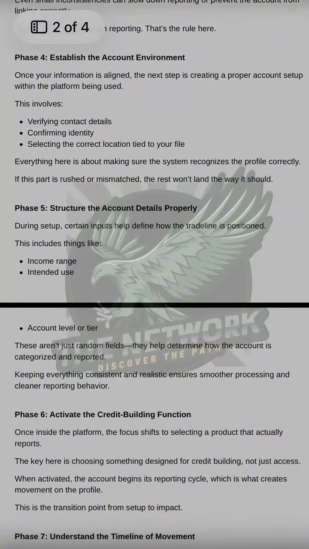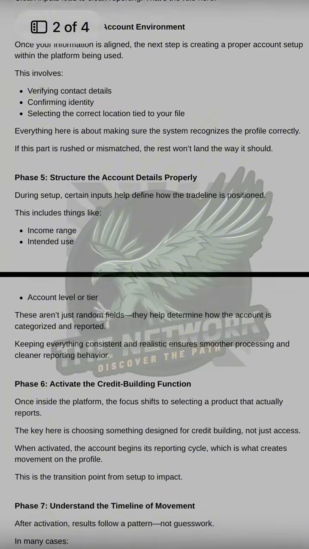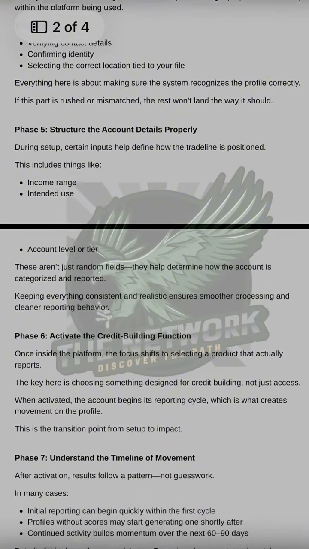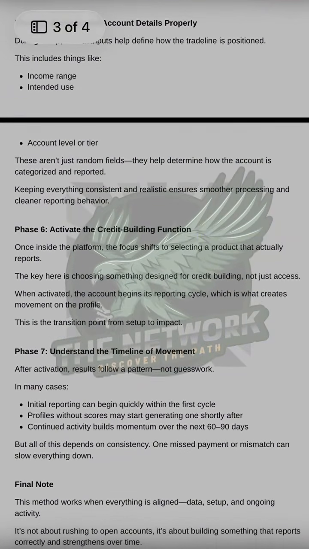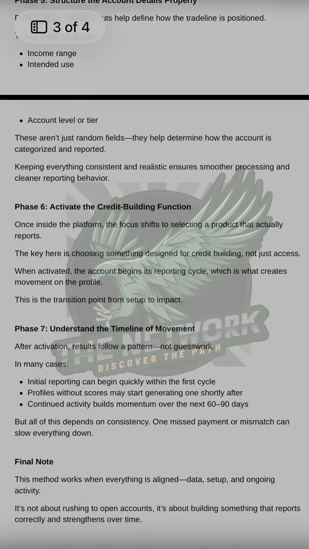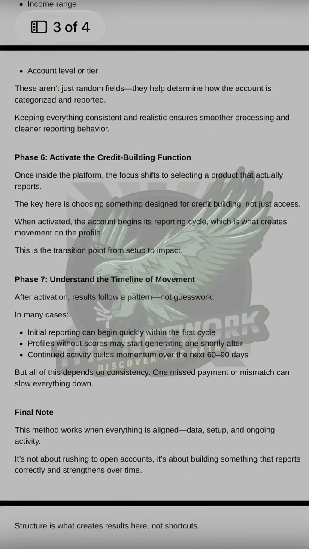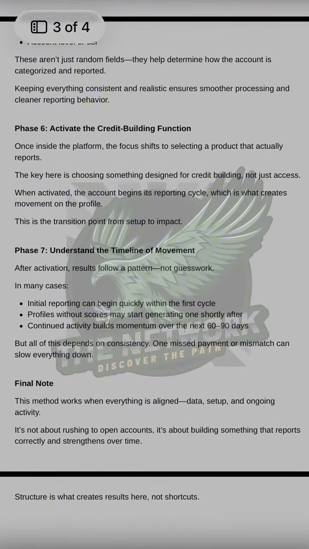Now, this next part is where most people mess up without realizing it. It's talking about making sure your information matches exactly. And that sounds simple, but this is where people rush. They use different addresses, different formats of their name, inconsistent details, and then wonder why nothing reports correctly. Everything in this process is based on alignment. If your data doesn't match, the system doesn't connect things the way it should.